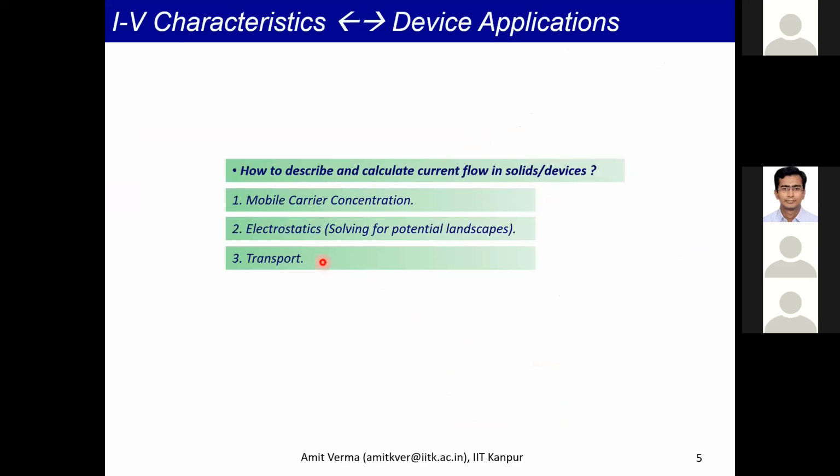So essentially, there are three aspects which we need to understand if we want to understand semiconductor devices and their IV characteristics. One is what is their mobile carrier concentration? Second is the electrostatics, that is, how the voltage gets distributed and what are the potential energy landscapes. And then the third point is the transport aspect, that is, what is the velocity of the carriers. So let's quickly look through them one by one.